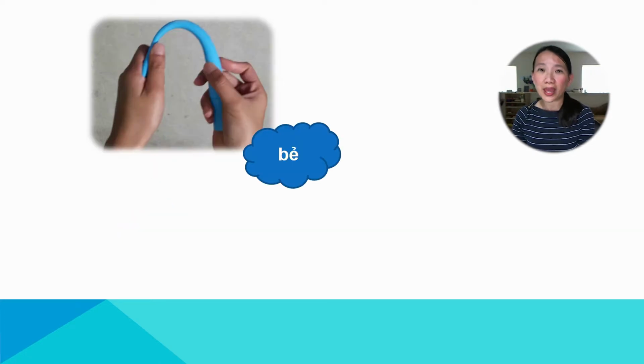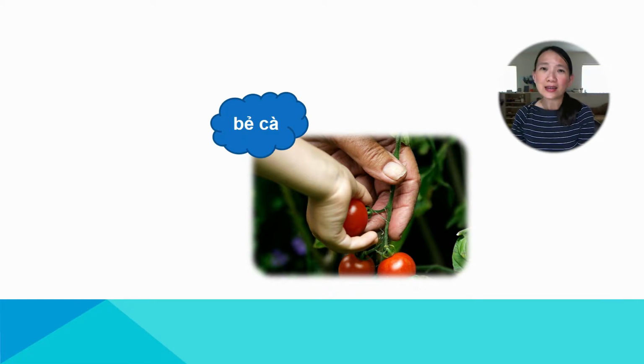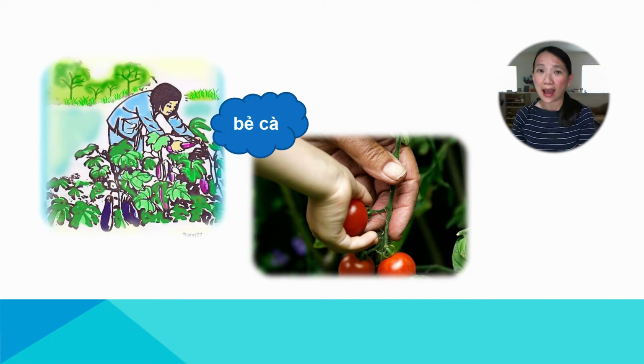Bẻ is to bend, but it also means to break with your fingers, such as breaking a piece of bread or a piece of chocolate. But when we say bẻ cà, it doesn't mean we break the tomato into pieces. It simply means that we break the tomato off the stem, that is to pick it or to harvest it. And the term cà also applies to eggplants.